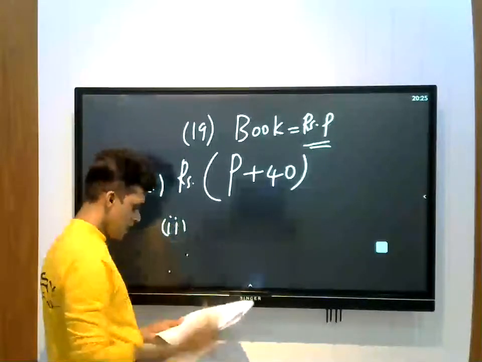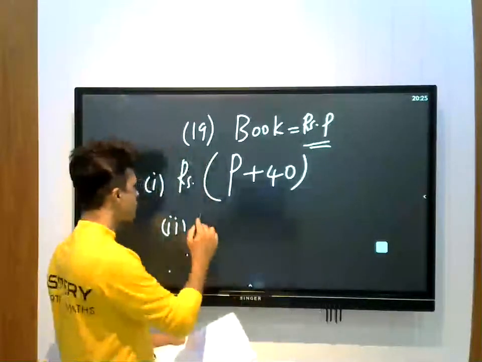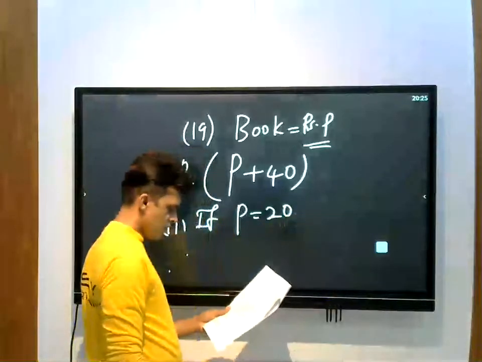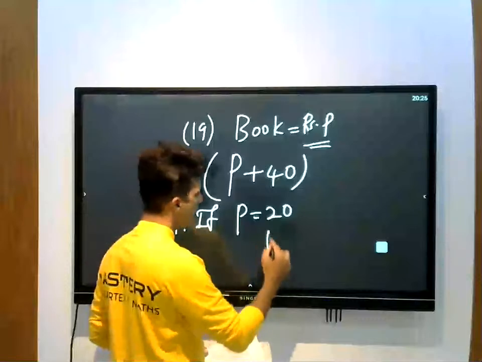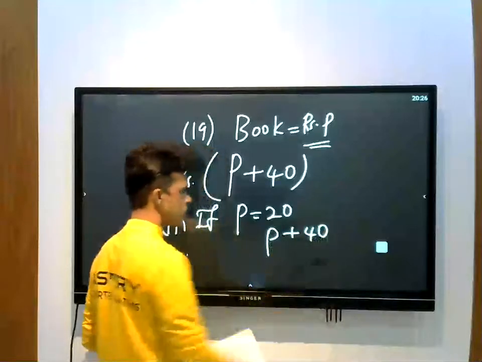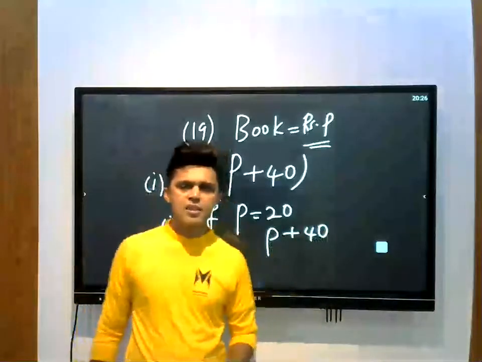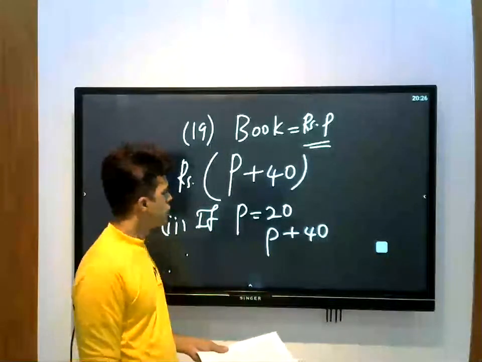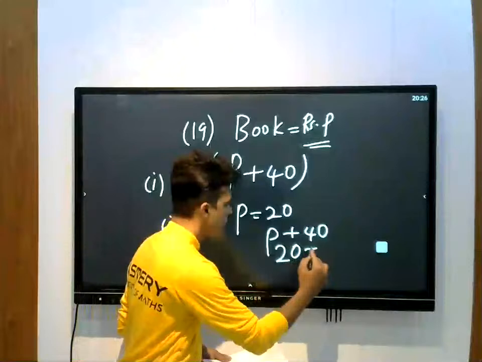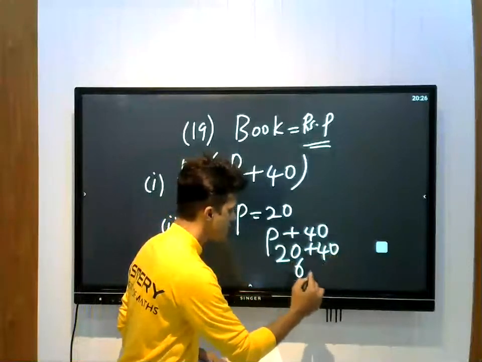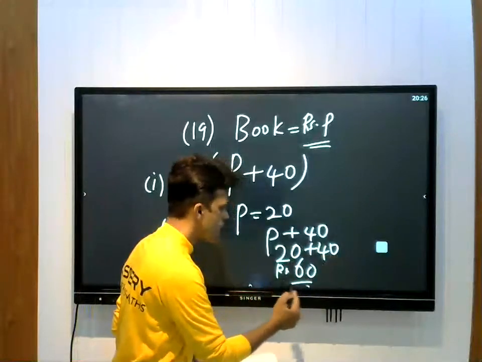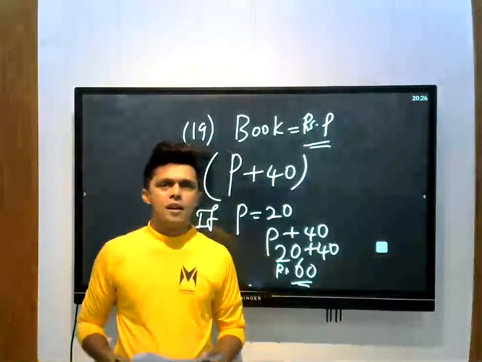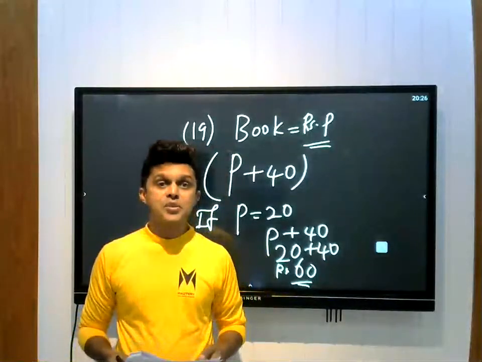The second question: if P equals 20, find the new price of the book. So you can substitute P equals 20. 20 plus 40 equals 60. So the new price of the book is 60 rupees. This is the 19th question.